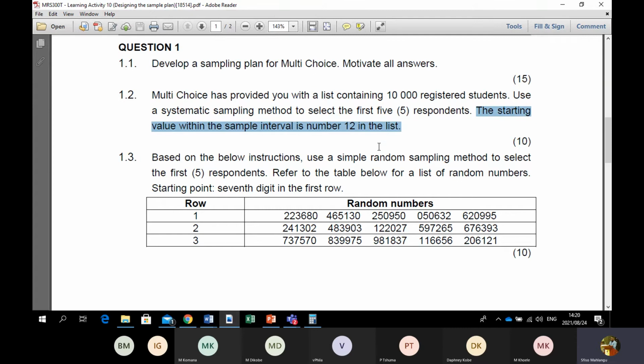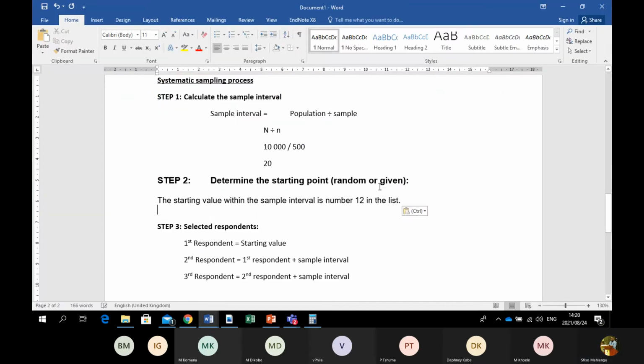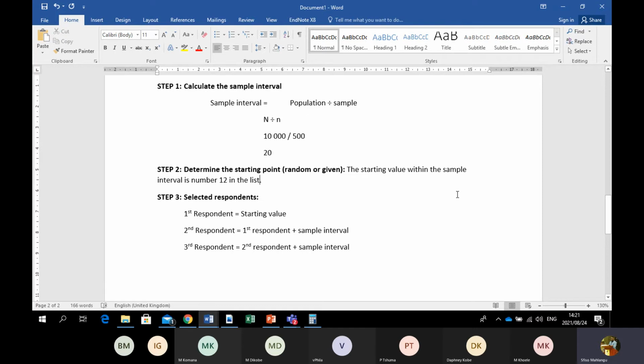Remember, with systematic as well as with simple random, they will always give you the starting point as your instructions. So in this case, it was given, you just have to indicate it is number 12 in the list. So now we can select the respondents based on this information. The first respondent is always the starting value, which is equal to number 12.